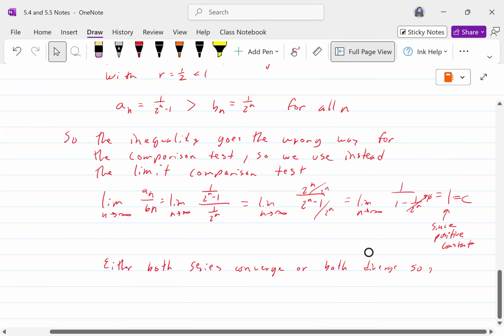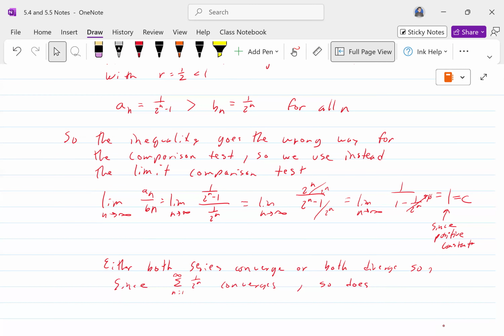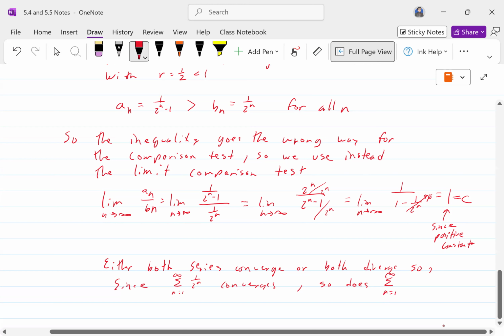And since we're comparing against a known convergent series, since the sum from n equals 1 to infinity of 1 over 2 to the n converges, by the limit, or I'll just say, so does the series that we're looking at, which is the sum from n equals 1 to infinity of 1 over 2 to the n minus 1.